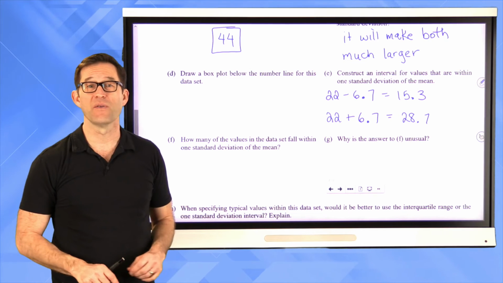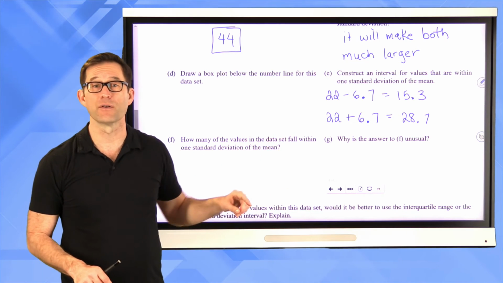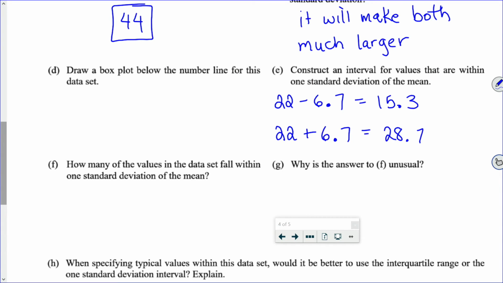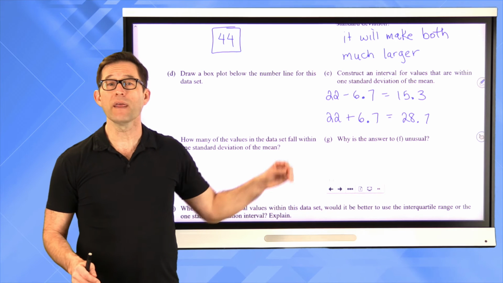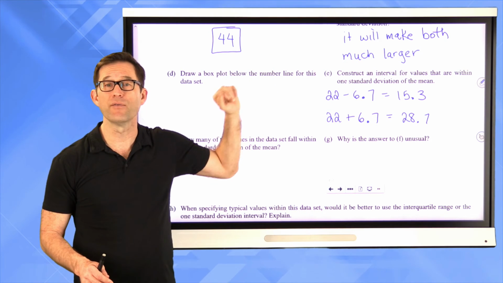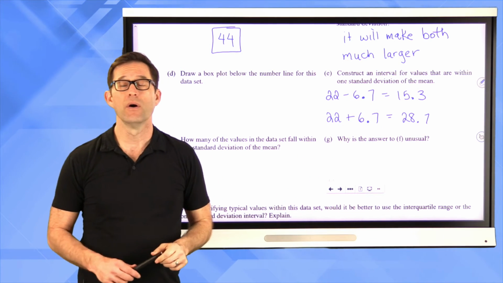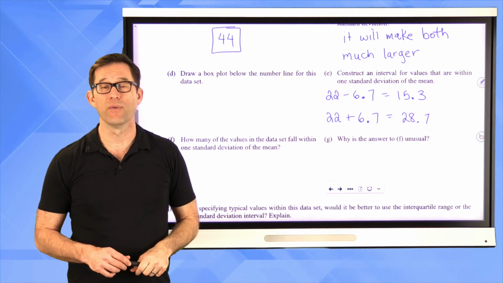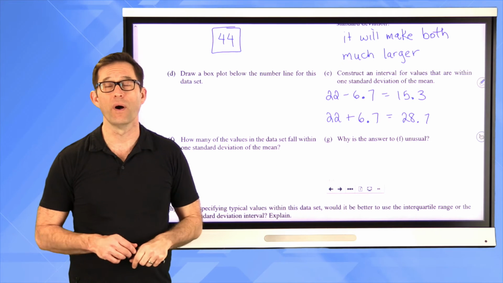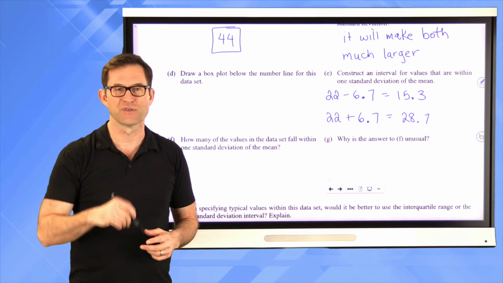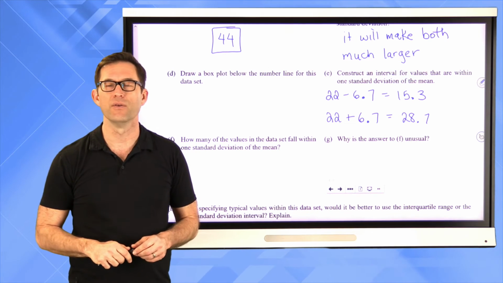Now, one question we've asked time and time again once we have this interval is letter F. How many of the values in the data set fall within one standard deviation of the mean? So how many of those data points above, and we'll go back to that plot in a moment, fall in this interval? Pause the video now and go ahead and do that. I would even suggest circling all the ones that are within it with one large circle, not a bunch of small ones.